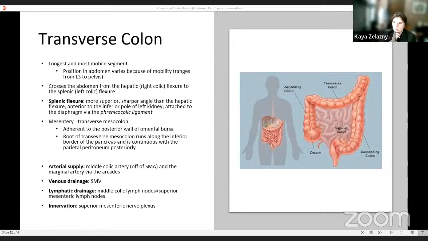Okay. So for arterial supply, we are going to see that we have a middle colic artery coming from the superior mesenteric artery, supplying that transverse colon. And the marginal artery, that one that was lying along the arcades around the colon, can also help supply the transverse colon. So we have that anastomosis there, basically. And our venous drainage is going to go to our superior mesenteric vein. Lymphatic drainage pretty much matches, so our middle colic lymph nodes to our superior mesenteric lymph nodes. And innervation is still coming from that superior mesenteric nerve plexus.